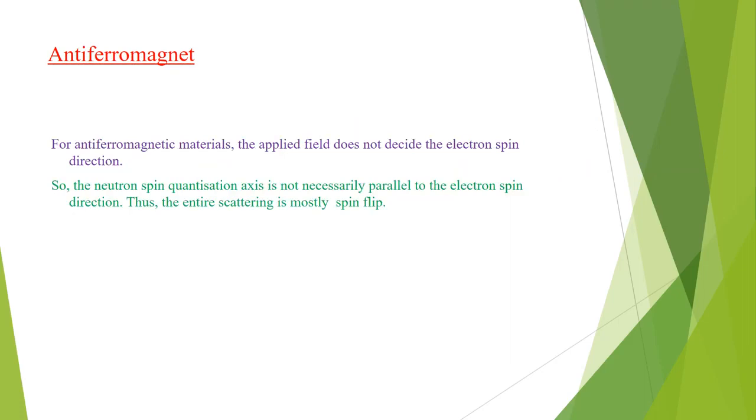And in antiferromagnets, for antiferromagnetic material, the applied field does not decide the electron spin direction. So the neutron spin quantization axis is not necessarily parallel to the electron spin direction. Thus, the entire scattering is mostly spin flip in the case of antiferromagnetic materials.